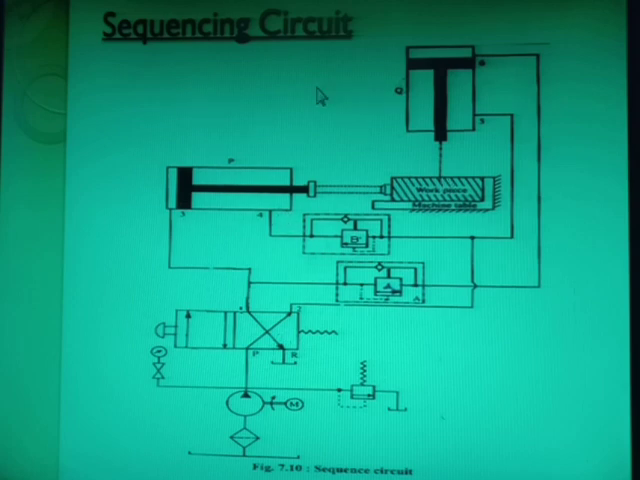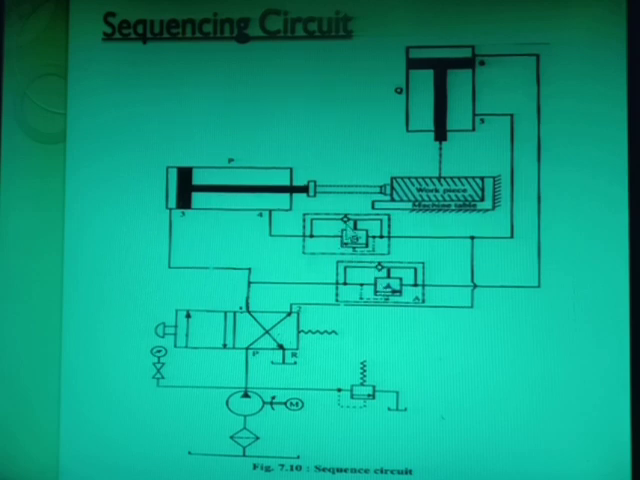So here we want to actuate the two actuators, and they should actuate in a sequence. The first actuator finishes work. After this actuator clamps the workpiece, then the second actuator should come into the picture. And for that we have used these two sequence valves.